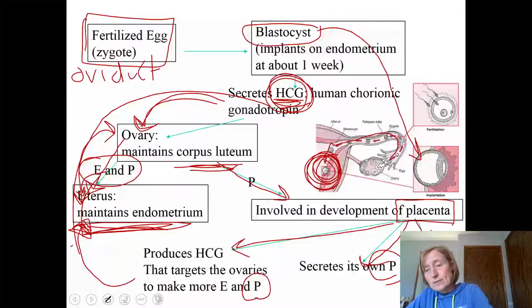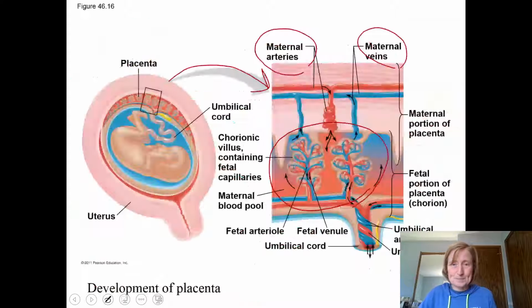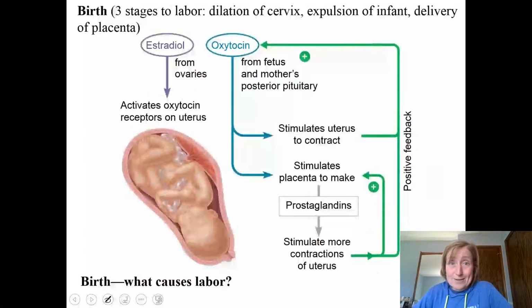The placenta also makes human placental lactogen. Human placental lactogen is a hormone that targets the mammary glands. Remember that mammals are going to make their own milk to feed the baby when it's born. And so the human placental lactogen targets the mammary glands and starts their development and maintenance so that you've got the mammary glands ready to go when the pregnancy ends. And when does the pregnancy end?